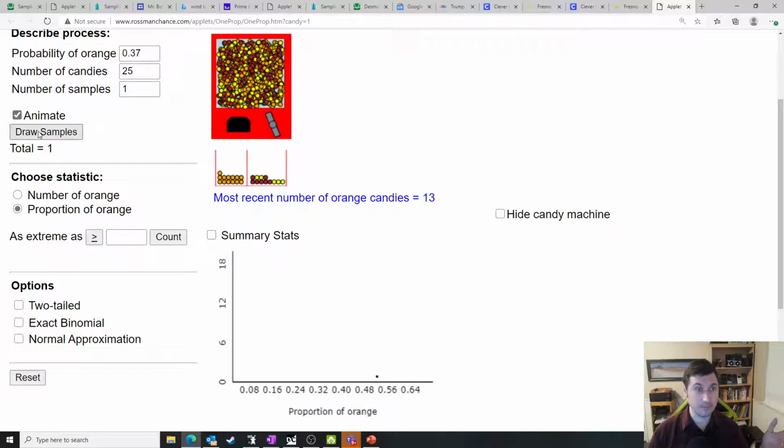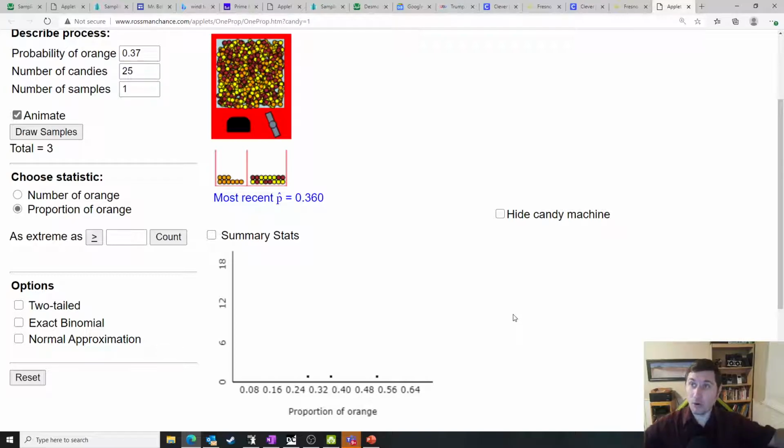Then we do it again. Ooh, that sample was much lower. Sample variability. That one was only like 30% orange. Then we do it again. We get another dot. That one was a little less than 40%, maybe 38 or something. Very close to the true proportion, actually, isn't it?